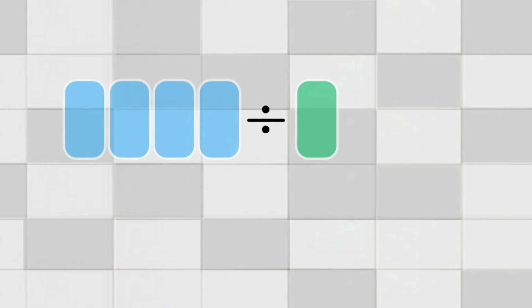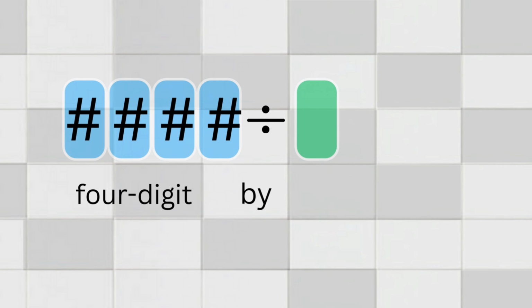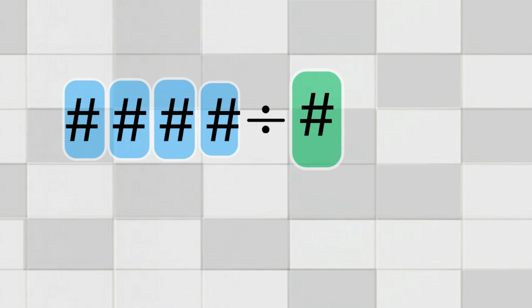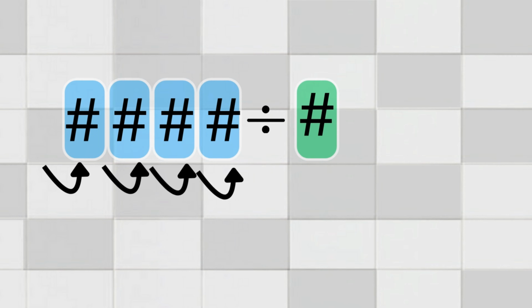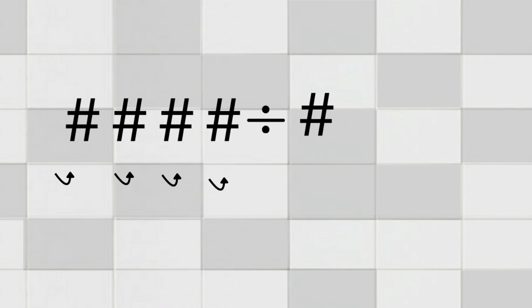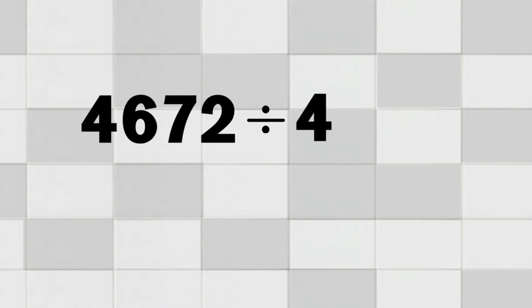Hello students! Today we're going to learn how to divide a 4-digit number by a 1-digit number using something called the long division method. We'll take it slow, go step by step, and make sure everything makes sense. Let's get started with our example. We are going to divide 4,672 by 4.